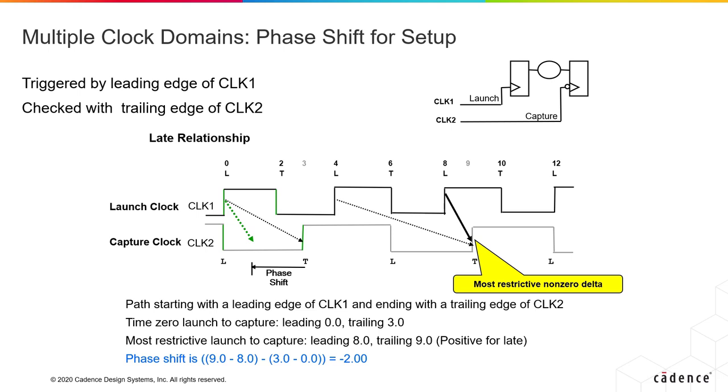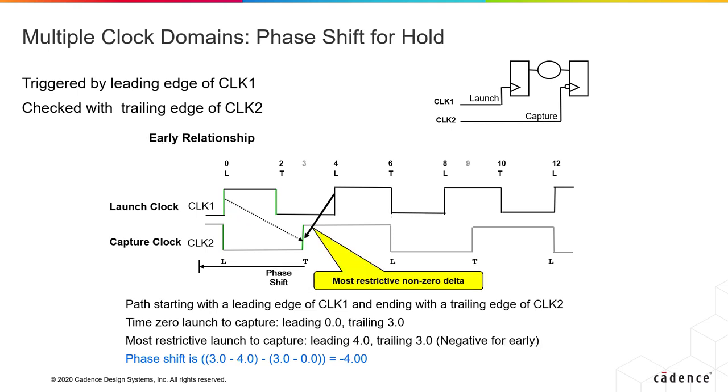In this multi-clock scenario example, we have the 4 nanosecond and 3 nanosecond clocks for the launch and capture. In this case, after unrolling the clocks, the most restrictive non-zero delta is shown at 4 nanoseconds launch and 3 nanoseconds capture. And for the first clock cycle, for a launch at 0, the capture is also at 3. Thus, the phase shift is calculated as -4 nanoseconds. And this value of -4 nanoseconds is used as a phase shift in the timing reports.